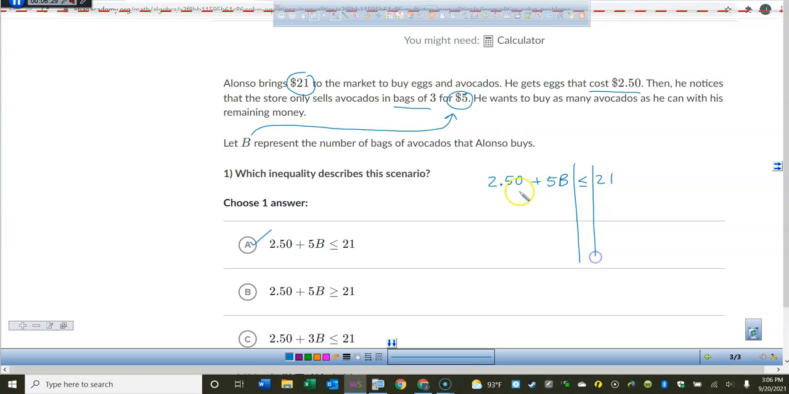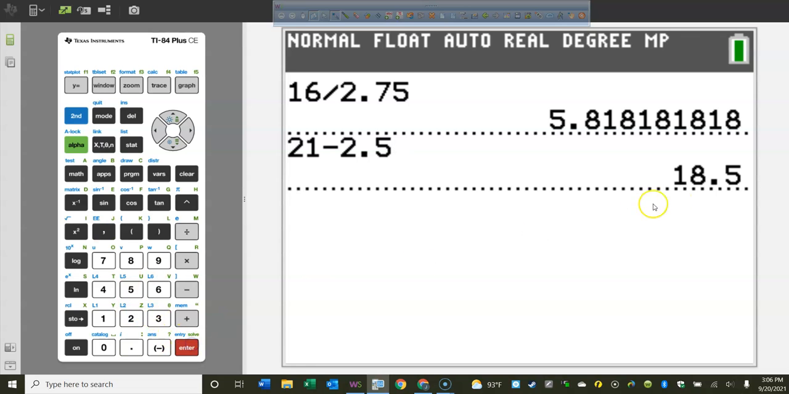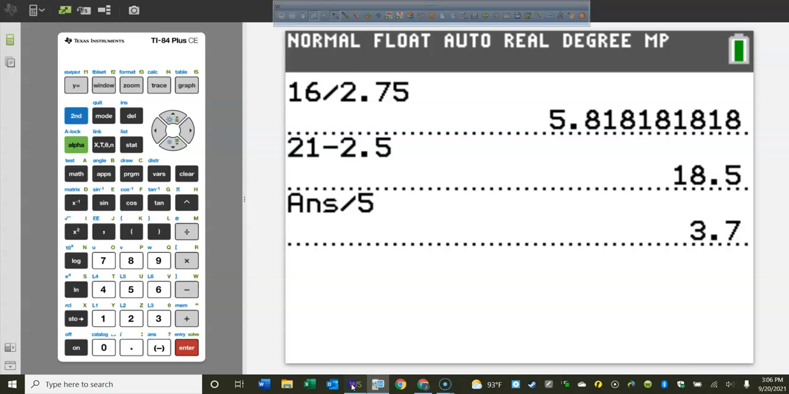Now we have to figure out how many bags he can buy. We take away 2.50 from this side, and 2.50 from the other side, and we get 5b is less than or equal to 21 minus 2.50, which is 18.50. If you don't believe me, take 21, take away 2.50, and you get 18.50. Now we divide that by 5 because it's $5 per bag. He can get 3.7 bags.